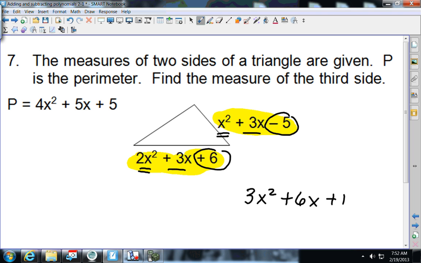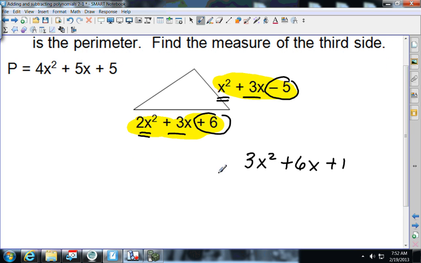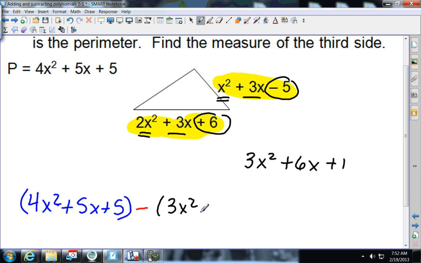Subtract from what the perimeter is? Okay, but how are we going to write that? Now, some of you may be like, I'm not going to write it. I'm just going to subtract it. Okay, but I'm going to slow down just a minute. But what I mean is, if I had to rewrite it out, okay, so I'm going to take the 4x squared, right, plus 5x plus 5, and I'm going to subtract my 3x squared plus 6x plus 1, right?